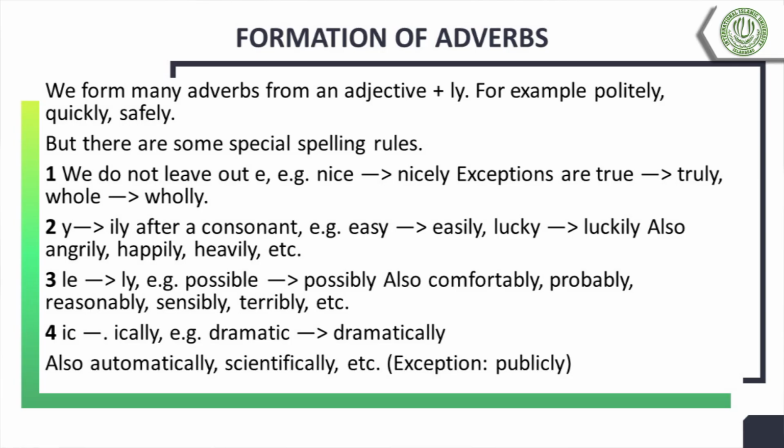First one is, we do not leave out e. For example, nice, we just add ly to the adjective and we make the adverb nicely. There are some exceptions to this, like true, truly, we delete e. Whole, wholly, we delete e and add ly. The second rule is we delete y and add ily after a consonant. For example, easy, easily, lucky, luckily.